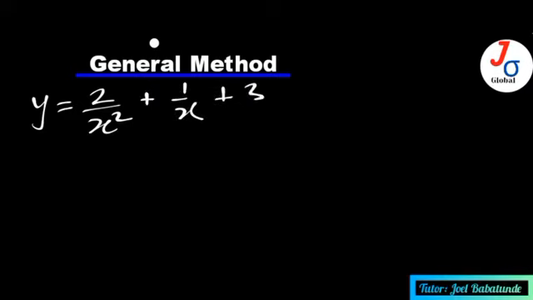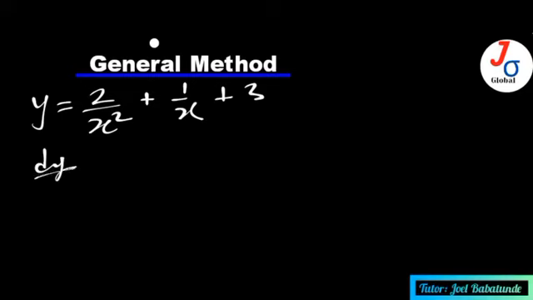All right, so in this lesson, we're also doing the general method, but we want to look at more complex functions, using the general method to solve them. Let's say we have y equals 2 into x, 2 over x squared, then plus 1 over x, then plus 3. How do you define the derivative of this?